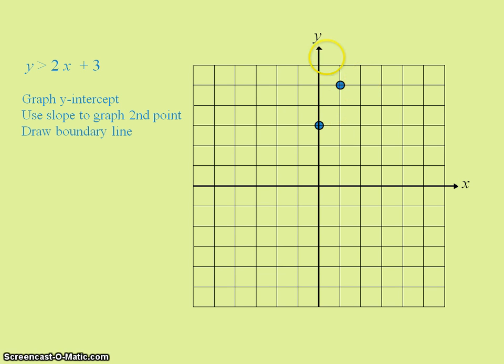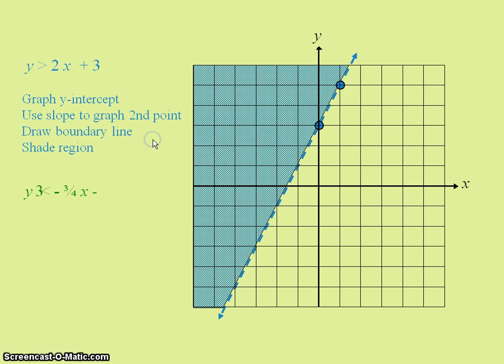So then to draw the boundary line, since it's greater than, it's not underlined, this is going to be a dotted line. There it is. And then we want to shade. Since it's greater than, this is where we're going to shade, everything here. So we shade it. There it is. Okay, the second one there.